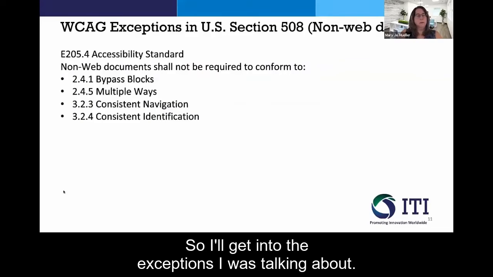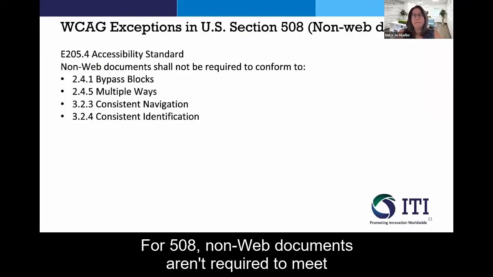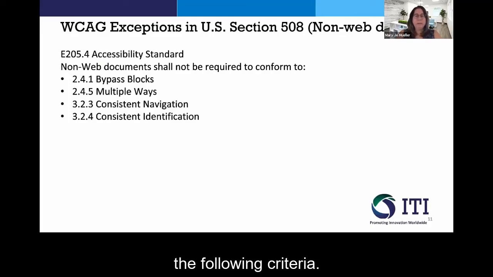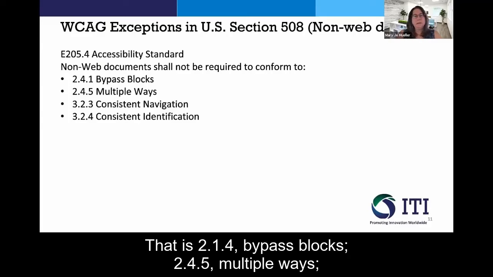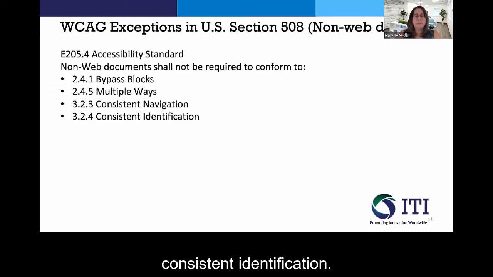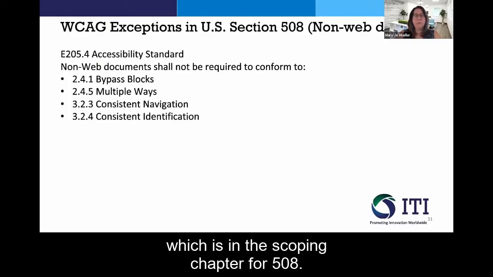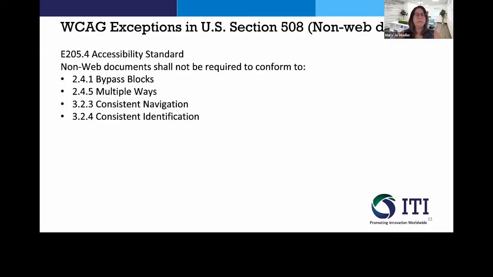So I'll get into the exceptions I was talking about. For 508, non-web documents aren't required to meet the following criteria. That is 2.1.4 bypass blocks, 2.4.5 multiple ways, 3.2.3 consistent navigation, and 3.2.4 consistent identification. These exceptions are stated in E205.5 accessibility standard, which is in the scoping chapter for 508.